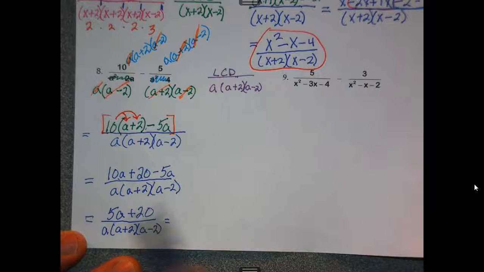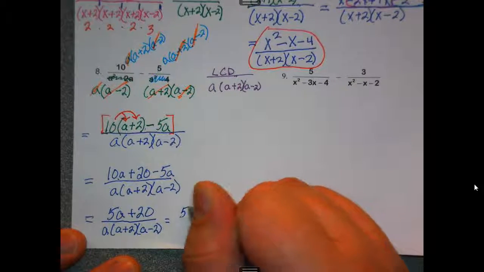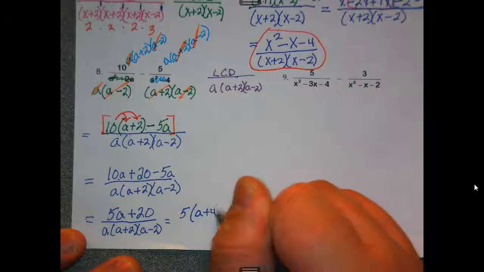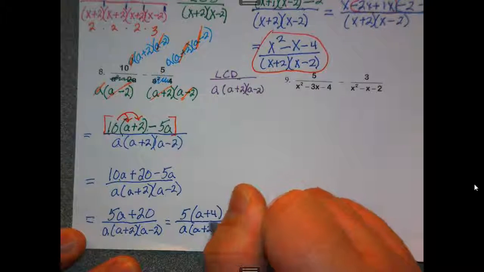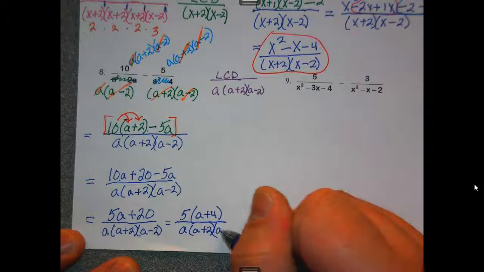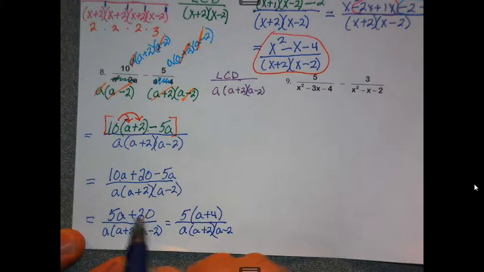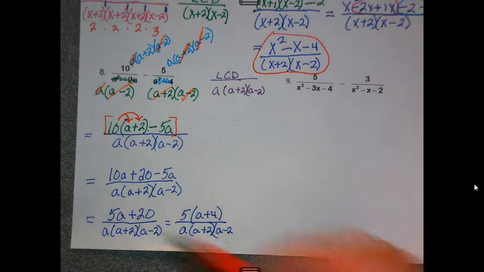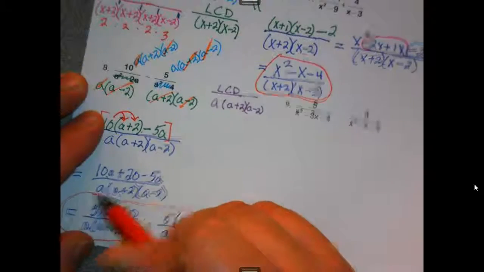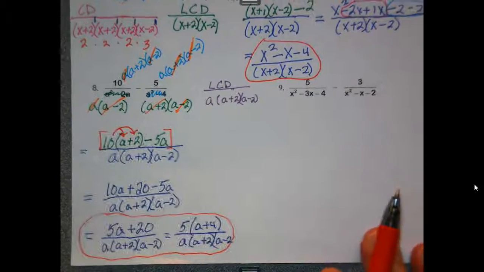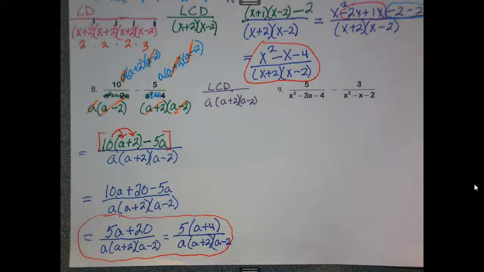We can factor out an A here. I'm sorry, a 5. I get A plus 4 and nothing cancels out. I took out a factor of 5. So either one of these will work.